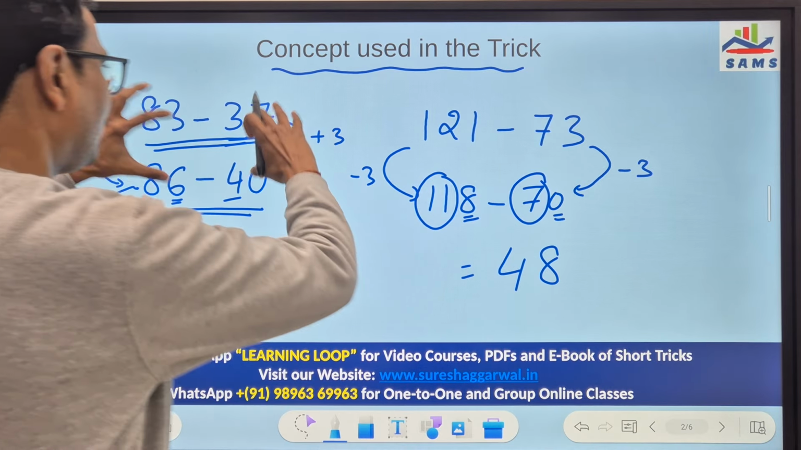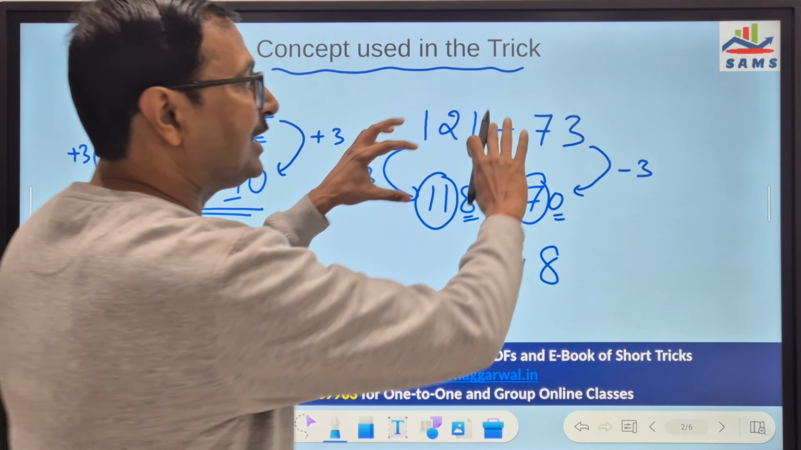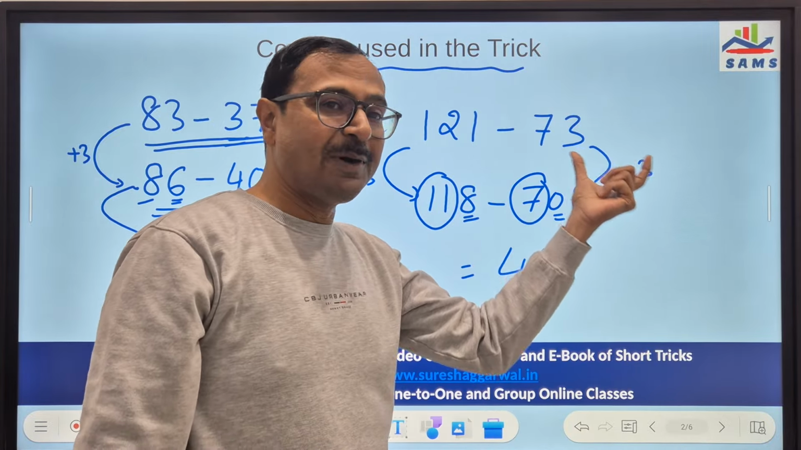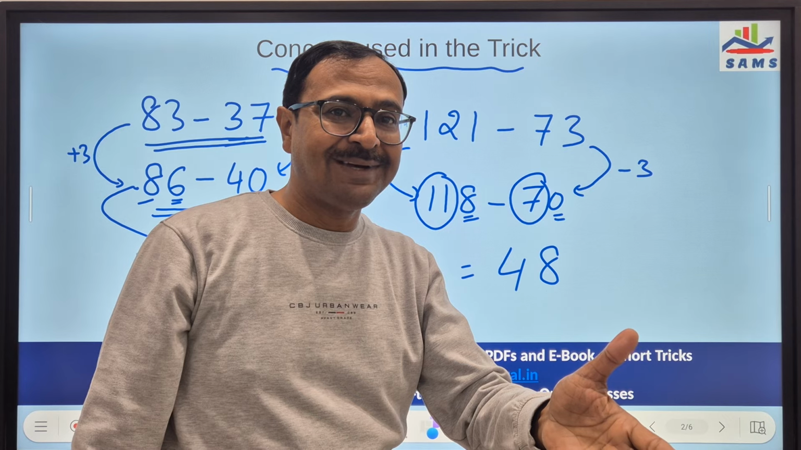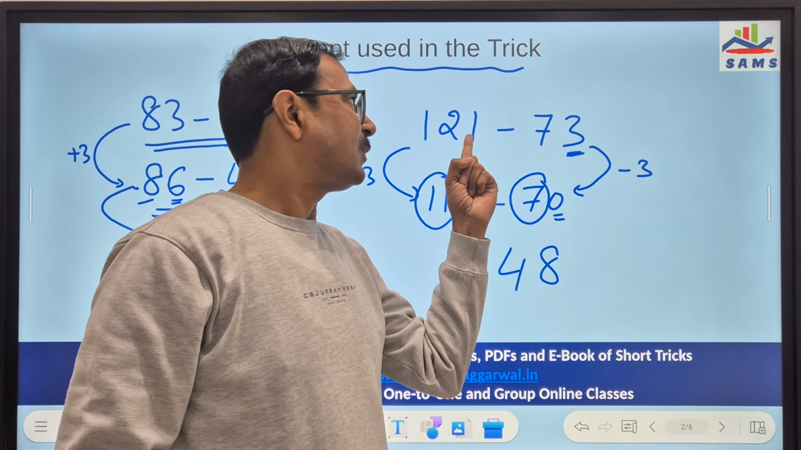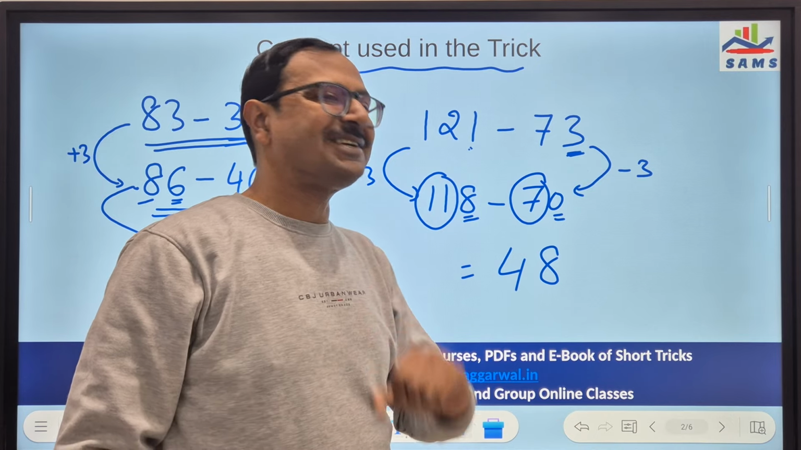So either increase both the numbers by the same amount or decrease both the numbers by the same amount so that the second number has a 0 here, or a number smaller than at least this unit digit.